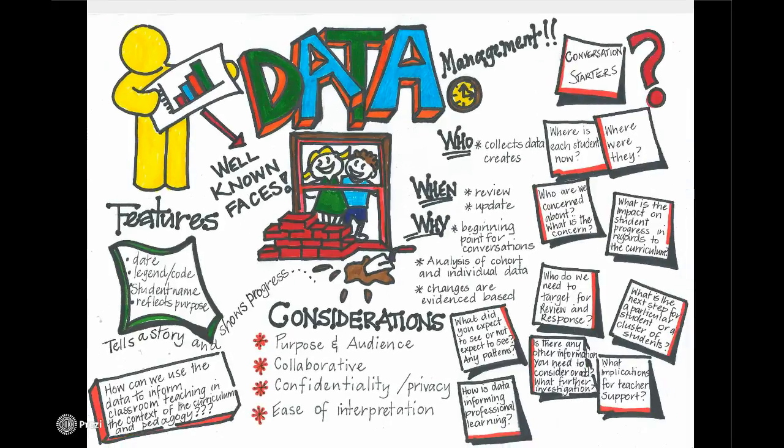And then the third of the high yield strategies, which is the most visible about making learning visible for us, is the data walls and managing our data. Who, when, why, considerations, purpose and audience. How collaborative is this process? Remembering our confidentiality and making sure that we can interpret it easily. Again, take your time to pause on this one, to have a look and to read about our data walls, about truly putting faces on the data, so that we can start planning for how we work with these students to move them forward. That idea of it being a conversation starter. Where are the kids now? Where are they going?